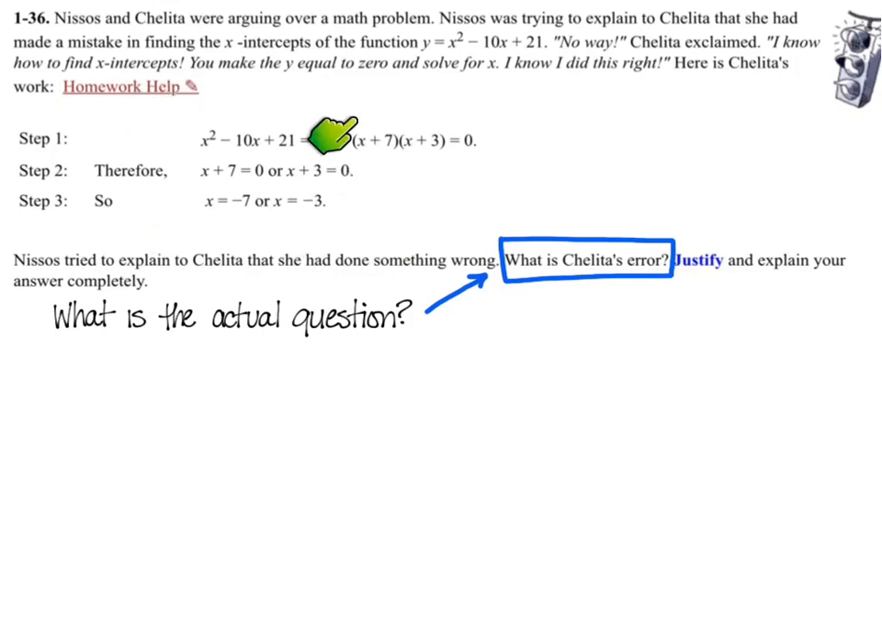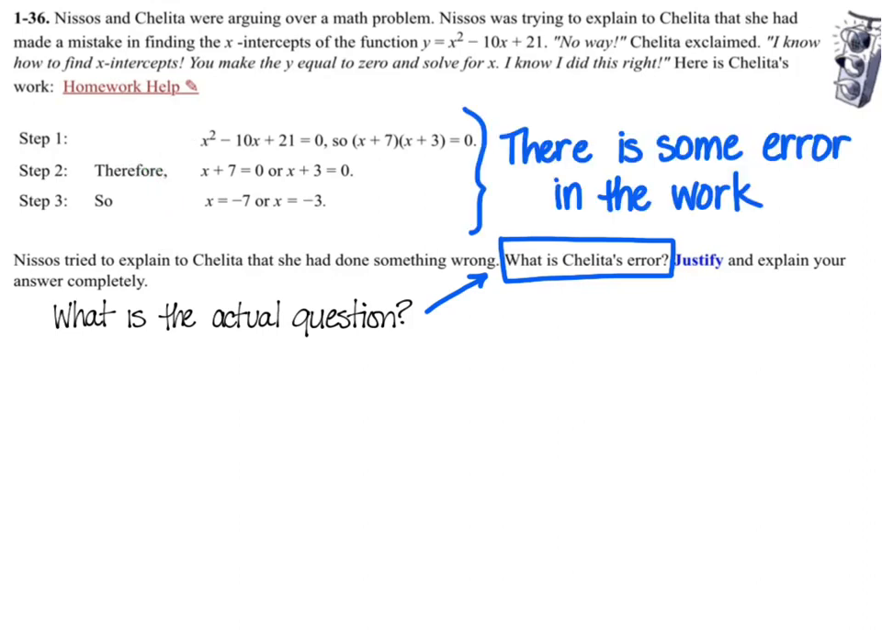So all of this is setting up some situation, and the main thing is, there's some error in this problem. So you need to look at this step by step to see where there is an error. I'm going to draw your attention up here, look at this very first line. Look at this and this. You're going to find out that there happens to be a factoring error, and that's where the mistake was.